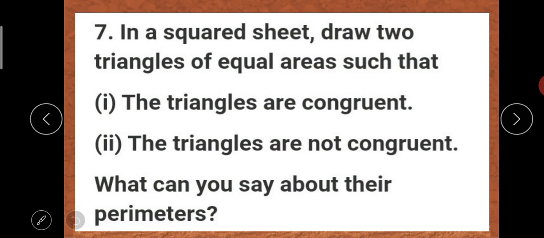Next 7th question C. In a square sheet, draw two triangles of equal areas such that the triangles are congruent. The triangles are not congruent. What can you say about their perimeter? Now here you have to draw the two triangles. In that, first is congruent and second is non-congruent. When they are congruent, you have to say about their perimeter. When they are not congruent, again you have to say about their perimeter. Let's start to do.